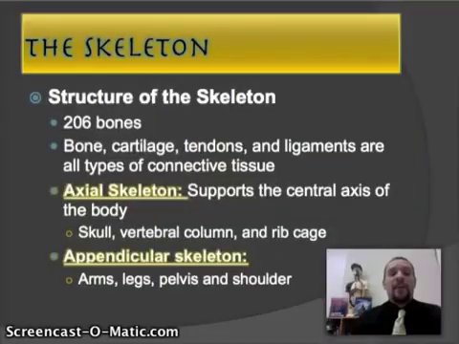So let's look at the composition and the makeup of our skeletal system. The skeletal system is going to be composed of 206 bones.